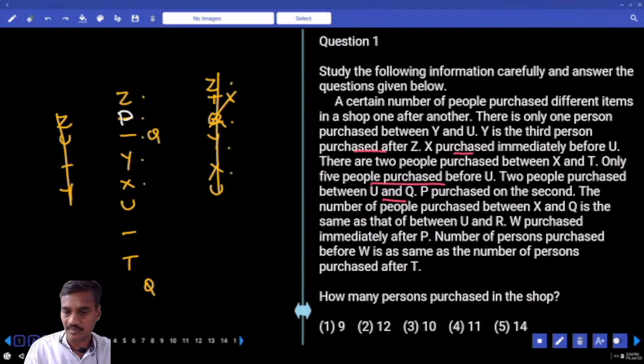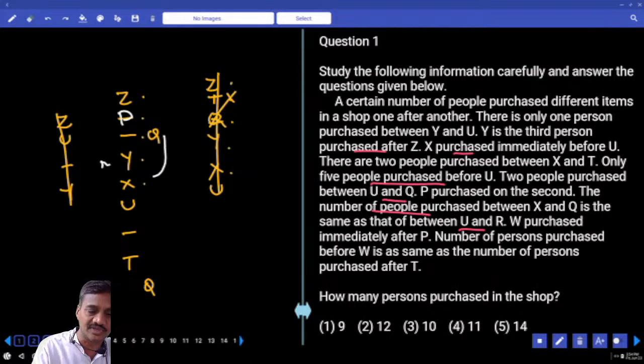P purchases second. Then the number of people between X and Q is the same as between U and R. In this case between X and Q, there is exactly one person. Hence between U and R, we need to have exactly one person. Hence R can be in the place of Y or R can be in the place of T. Is it possible? No. Which implies that X and Q with one person between is ruled out. Are you following this one or not? If that is ruled out, then Q must be at this place. And if Q is here, how many persons are in between X and Q?